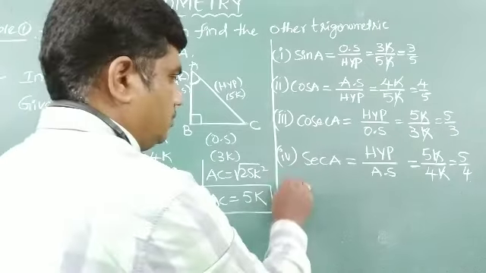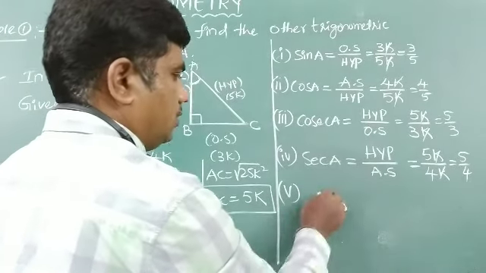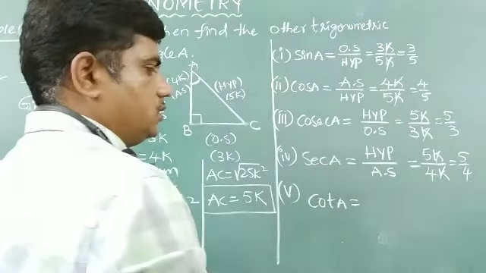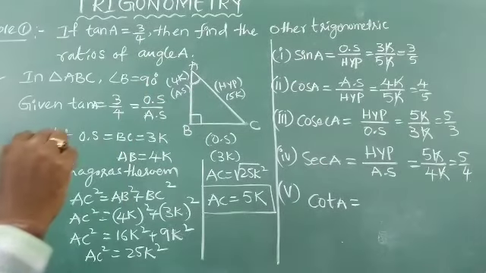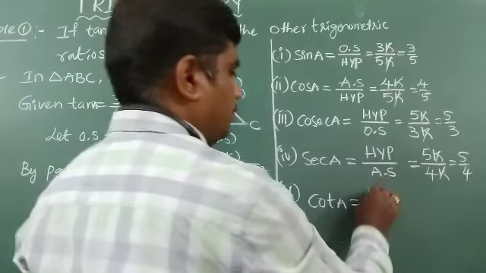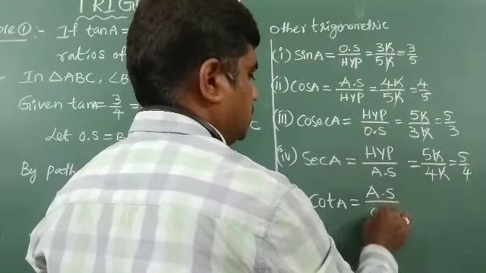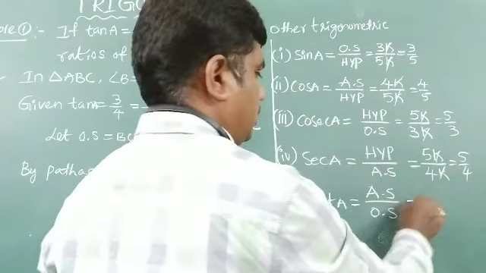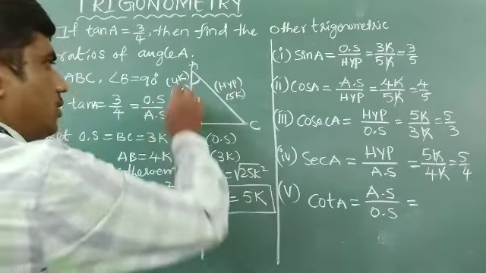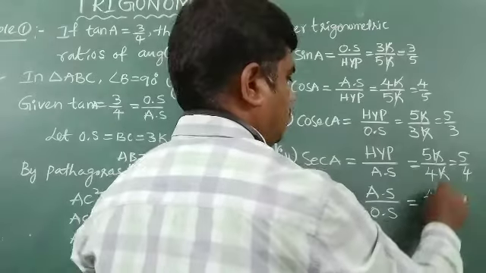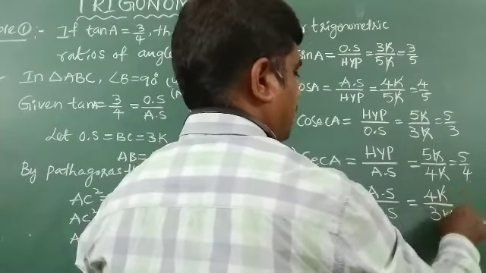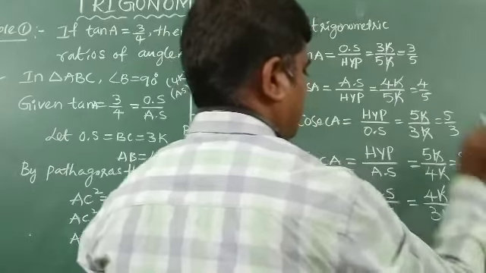Next, the fifth one, cot A. What is cot A? The ratio between the adjacent side and the opposite side is known as cot A. The adjacent side is 4 times K, 4K, and the opposite side is 3 times K. Again K cancelled, giving 4 by 3.